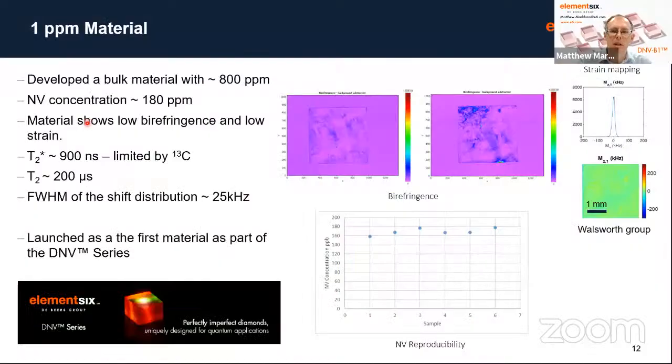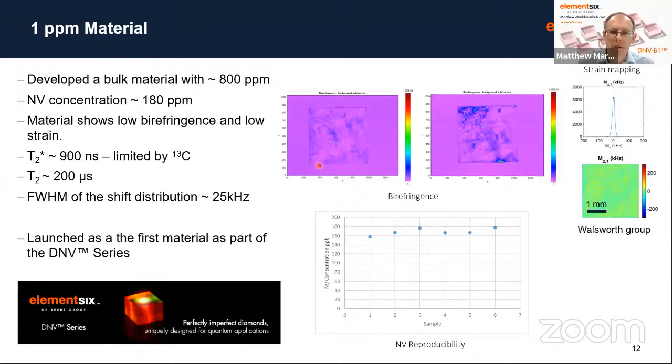We also make material at the 1 ppm range. Again, this is material that's now commercially available. We developed this for the multi-pass techniques, where we're looking at around 800 ppm of nitrogen. Again, we've done all the similar experiments looking at the ability to control the NV concentration. This has around 180 parts per million.